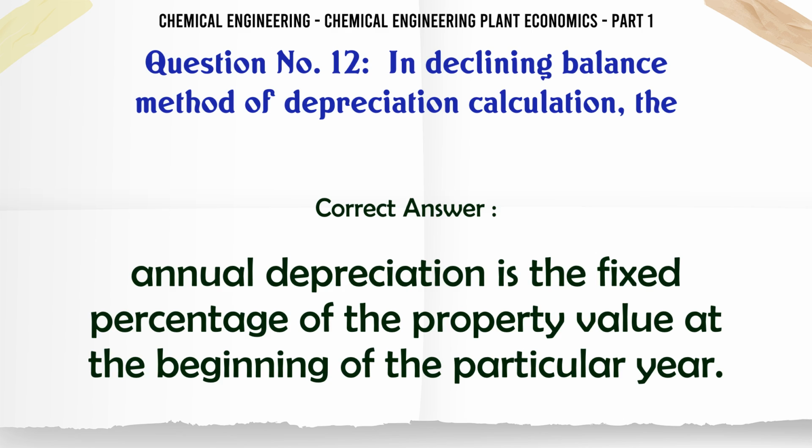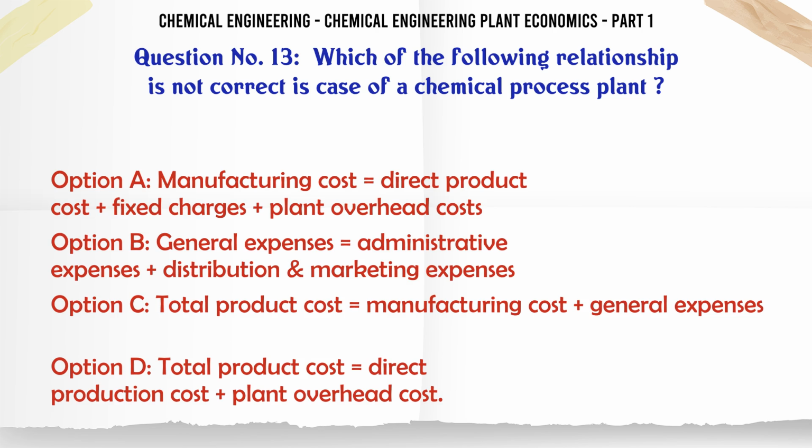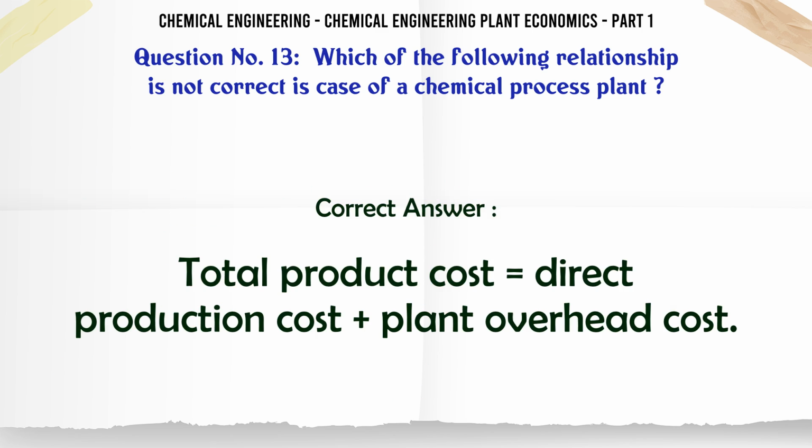Which of the following relationship is not correct in case of a chemical process plant? A. Manufacturing cost is equal to direct product cost plus fixed charges plus plant overhead costs. B. General expenses is equal to administrative expenses plus distribution and marketing expenses. C. Total product cost is equal to manufacturing cost plus general expenses. D. Total product cost is equal to direct production cost plus plant overhead cost. The correct answer is total product cost is equal to direct production cost plus plant overhead cost.